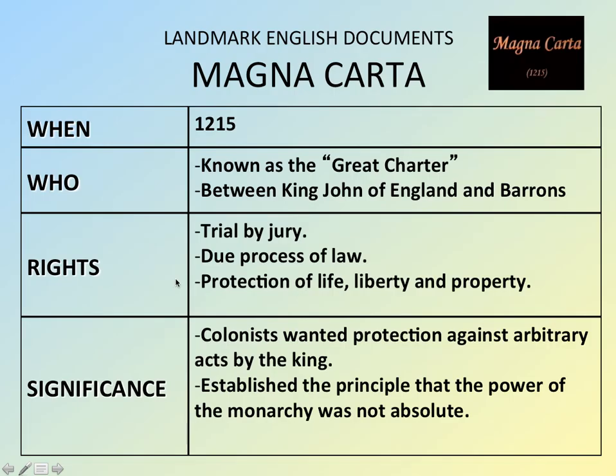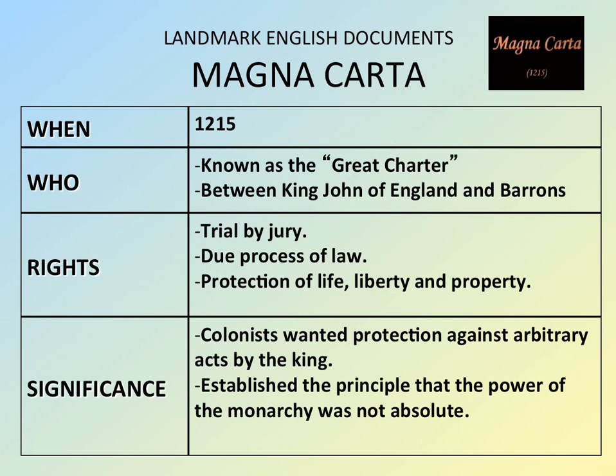So this Magna Carta, again, was written in 1215, known as the Great Charter, and it was written between King John of England and these rich landowners, or these barons. Some of the things and rights that you might see described in there: trial by jury, due process of law, protection of life, liberty, and property.